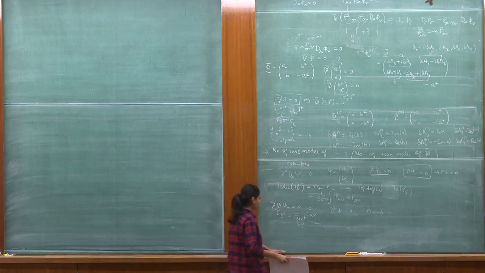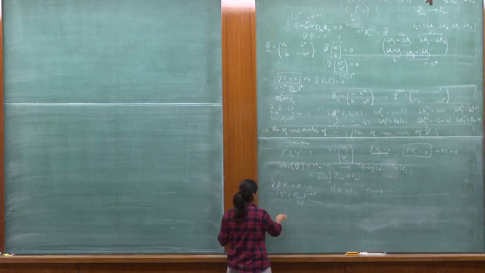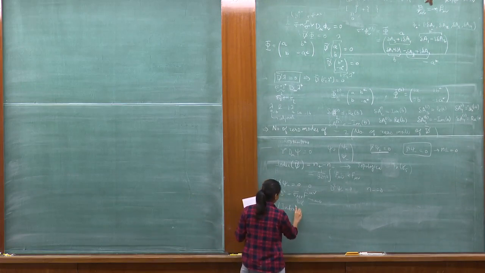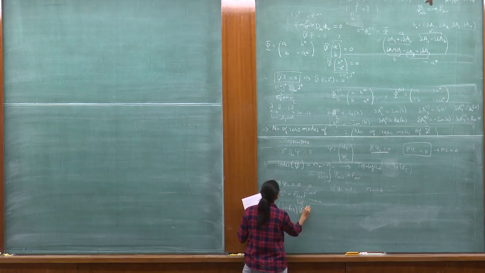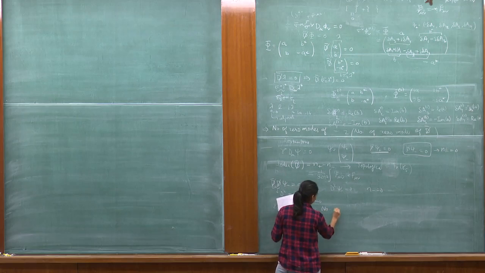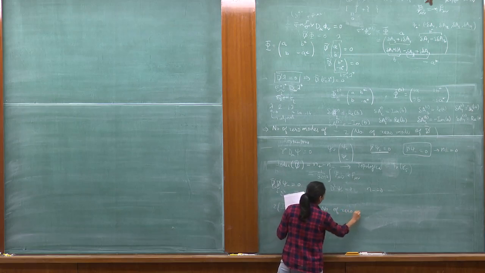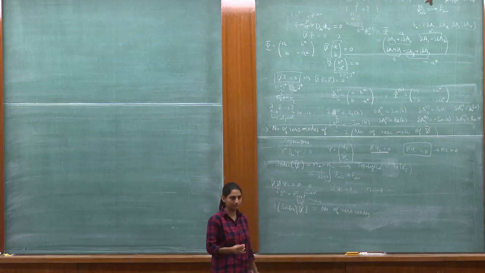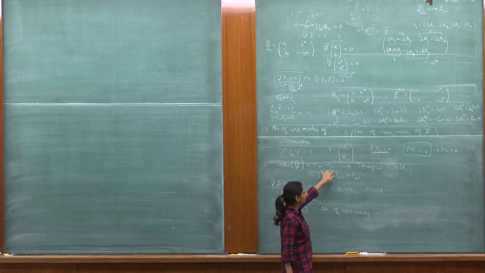So the final conclusion is that the index, 2 times the index of D bar slash, I should have written, this is just D slash, is equal to the number of zero modes. Now notice that this index has a very nice connection with anomaly, because this is nothing but the chiral anomaly.